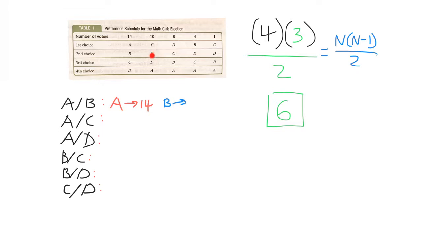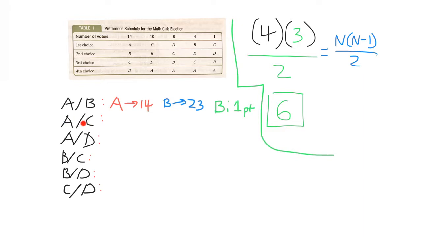So we have 10, B beats A here 10 times, B beats A here 8 times, B beats A here 4 times, and B beats A here 1 time. So that's going to be 10 plus 8, which is 18, plus 4, which is 22, plus 1, which is 23. So B wins over A 23 times. So B in this lineup is the winner with 23 versus 14. So B gets 1 point. All right, 1 point for winning.